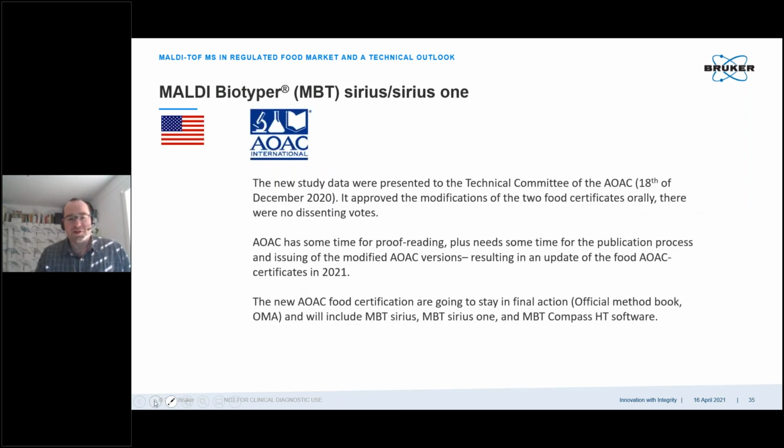For the AOAC, the data were also presented to the technical committee, and orally they agreed. There were no dissenting votes, but they need some time for proofreading of the data and for the publication process. And so we're expecting that the new food certificates from AOAC will include the MBT Sirius, MBT Sirius 1, and the MBT Compass HT software.